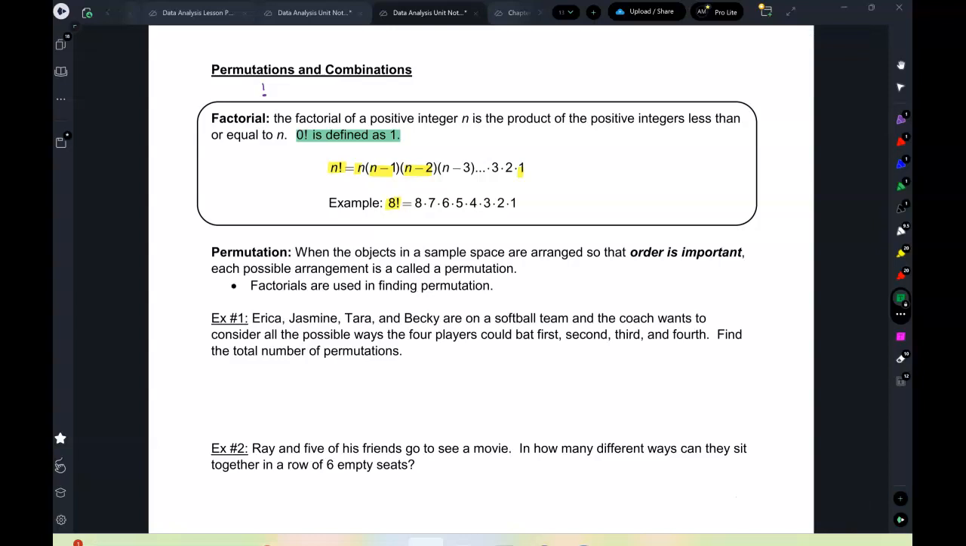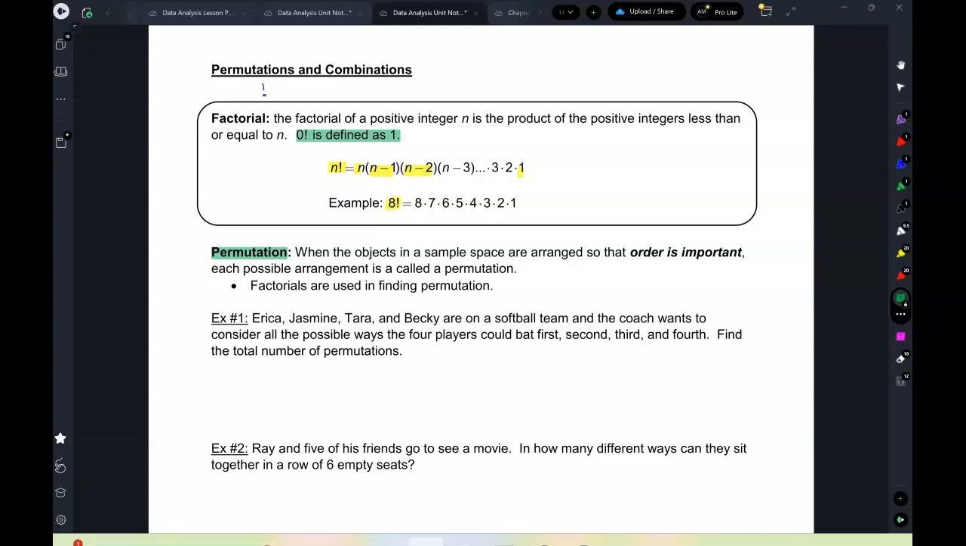Okay. Now, let's talk about a permutation. A permutation is when objects in a sample space are arranged so that the order is important. Each possible arrangement is called a permutation, and we use factorials for permutations.